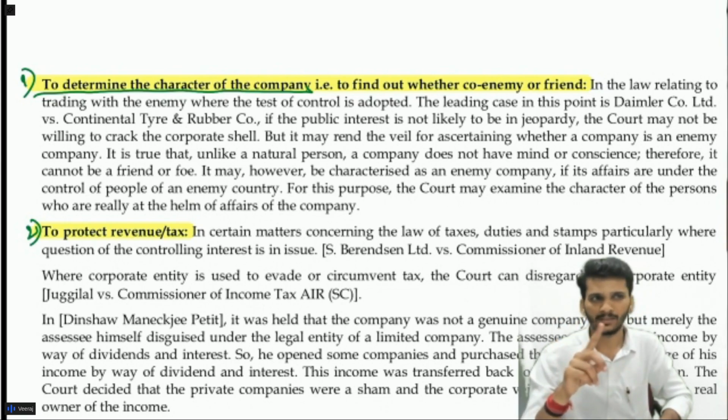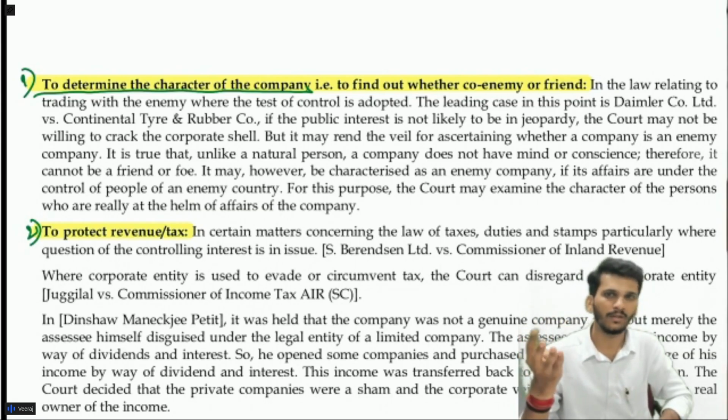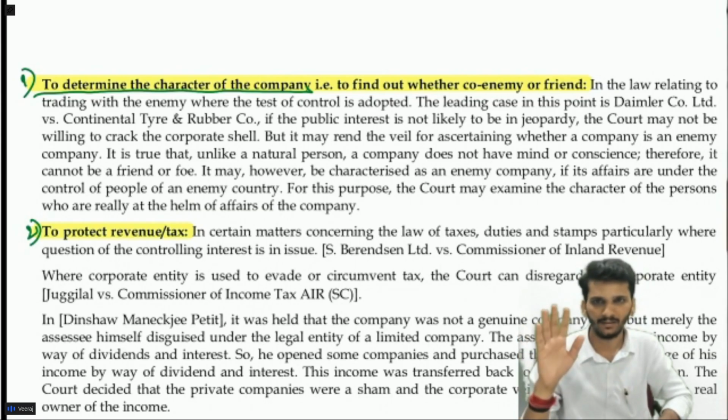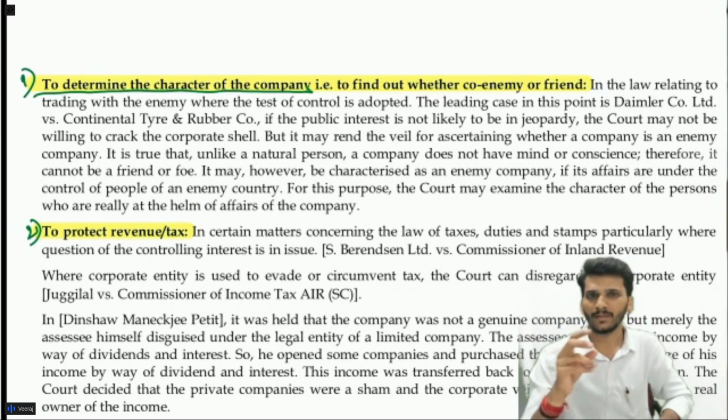Company means a company as per section 2(20), which is incorporated under this Act or any previous company law. Features or characteristics of the company are: separate legal entity, limited liability, perpetual succession, common seal, artificial juridical person, can sue and be sued, having bank accounts, all those things can be done. Corporate veil, members are separate from the company, lifting of the corporate veil. Okay, the lifting of the corporate veil is decided in five cases.